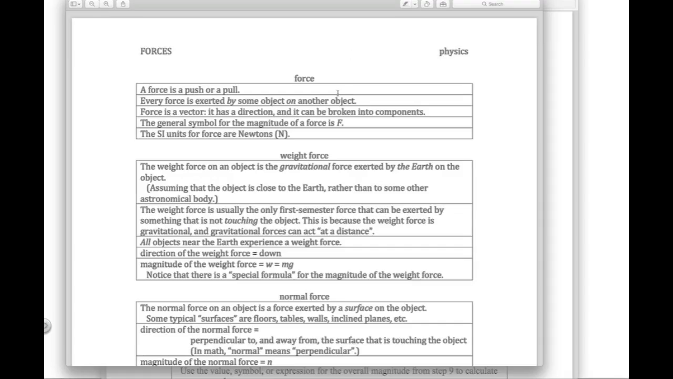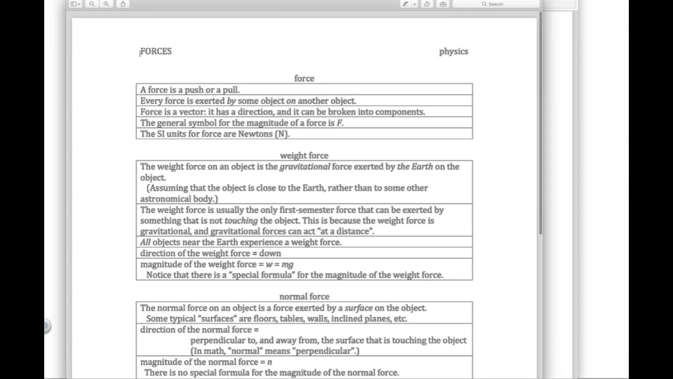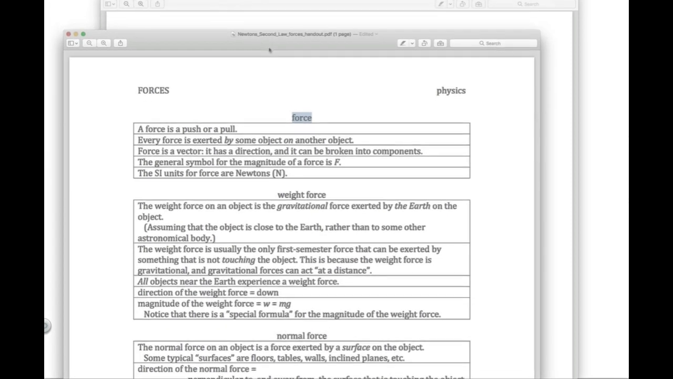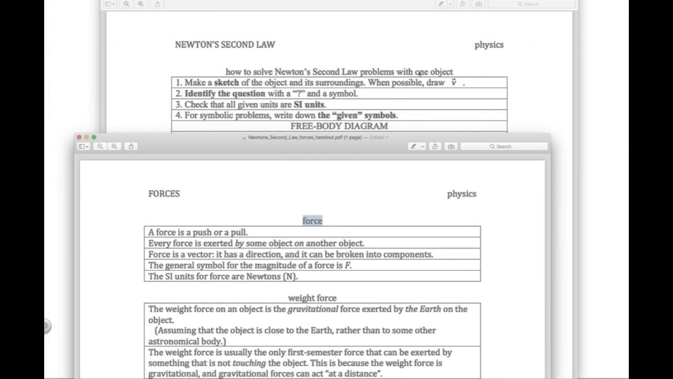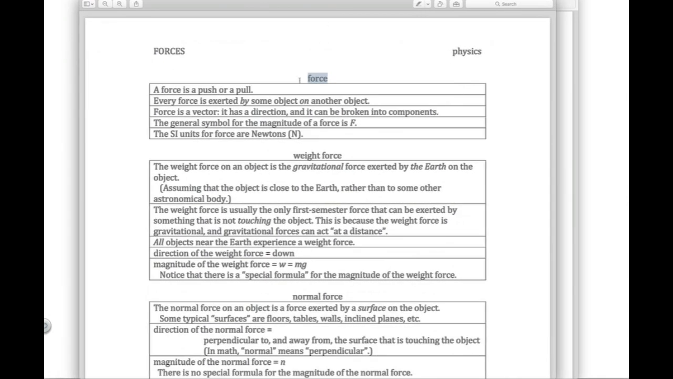So now we're going to start using a second handout. This handout is a forces handout. So again, you should pause the video, go to the video description box, click on the link for this forces handout, and print this out. This is another handout you should have printed out and in front of you while you're watching the videos. So you should have this Newton's second law handout printed out, and also hopefully now you have this forces handout printed out.